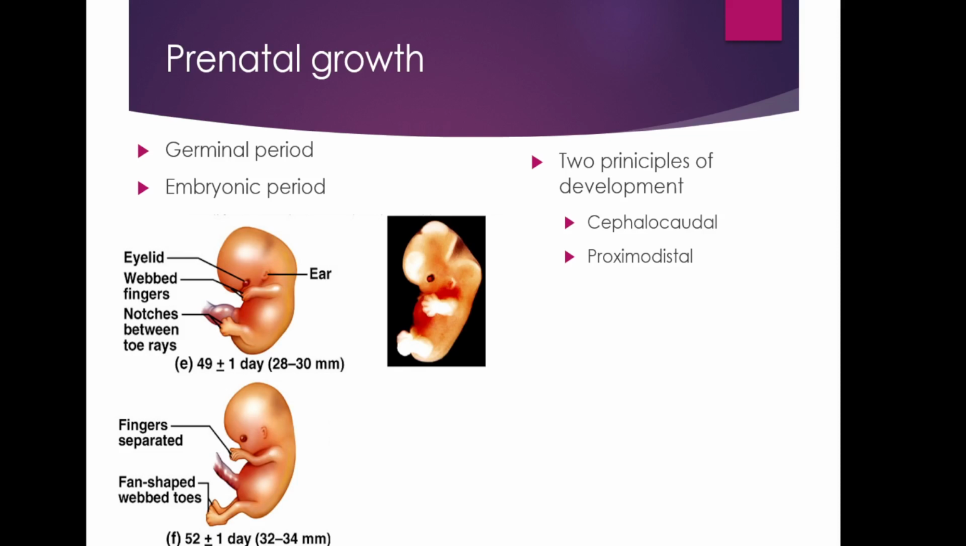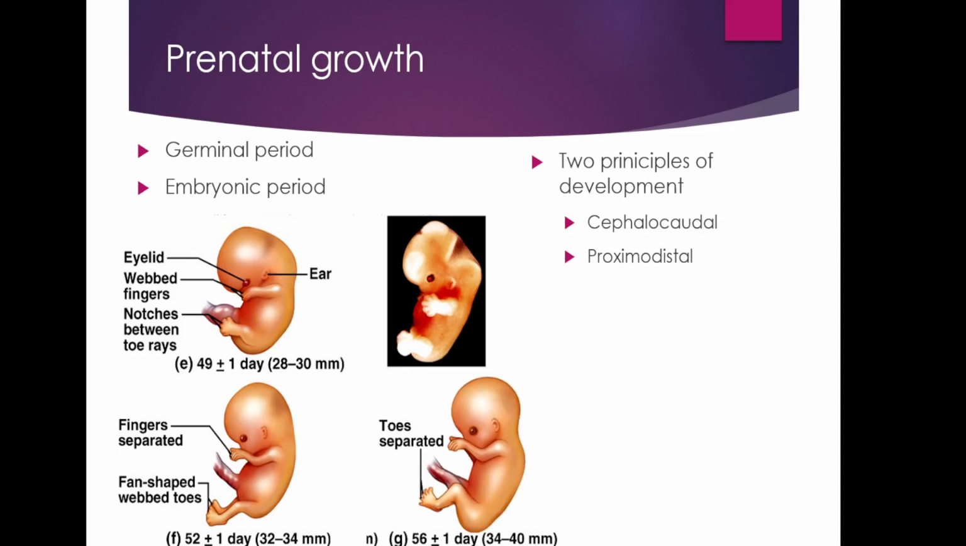And we can see that in the difference between the top panel, 49 plus 1 day of gestation, and the bottom panel, 52 plus 1 day. So it's only 3 or 4 days different in calculation. But what you can really see that has started to develop in the bottom panel is the arms and the legs and the toes and the fingers and so on.